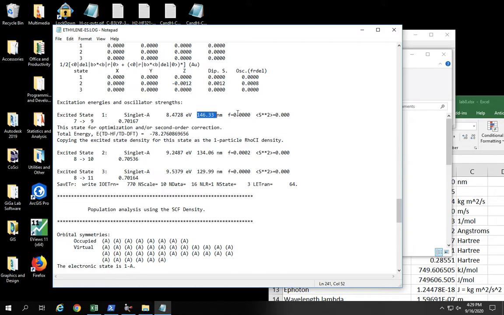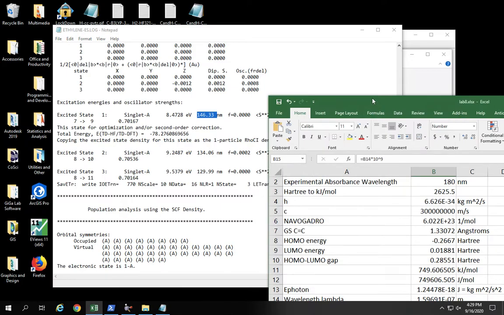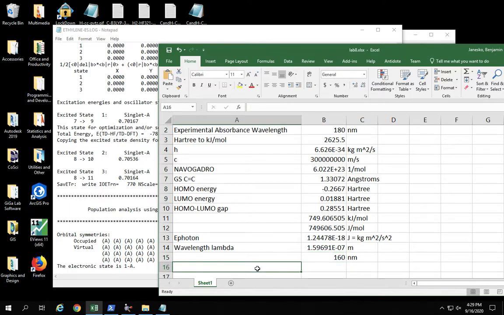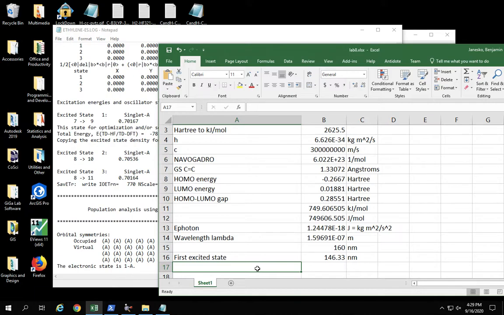Look at this. This one has a very negligible intensity. The second one has a little higher intensity. And then the third one has a negligible intensity. So my first excitation, even though the intensity is a little low, has a wavelength of 146 nanometers. So what do I see here? My HOMO-LUMO gap gave me a photon energy of 160 nanometers. Here, the first excited state is 146 nanometers. Now, two things to see here.